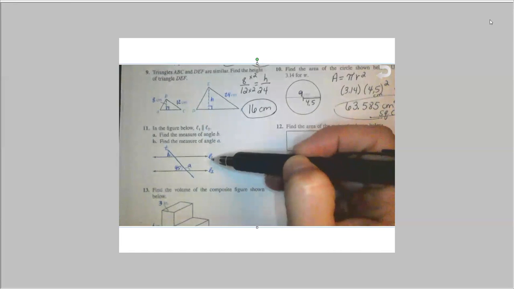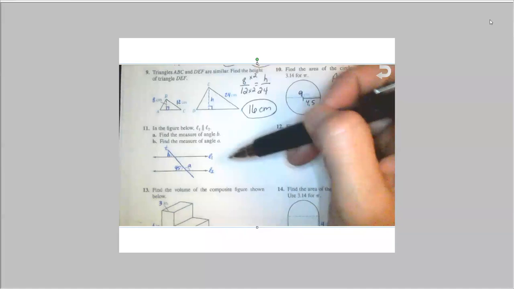I'm going to jump back to the previous page here. Take a look at number 11. We have 2 lines, line 1 and line 2. This symbol says they're parallel. That means they're never going to cross each other. But we do see that they are cut by a transversal. This line T intersects both line 1 and line 2. And when that happens, notice there are a lot of angles that are formed, okay? So lots of things that we could talk about here.